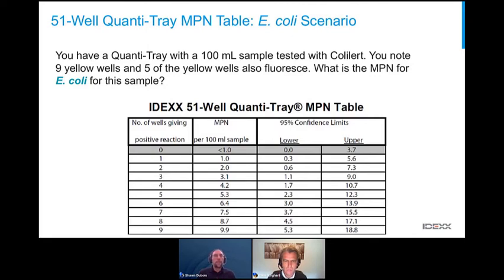For example, if you had your 100 ml sample and you're testing it with Colilert, and you found 9 yellow wells, and then after that you look under the UV light and you find that 5 of those yellow wells also fluoresce. What would your MPN be for E. coli for the sample? Again, we're looking for wells that are both yellow and fluorescent for E. coli. So if we had 5, we would see that our MPN for the sample would be 5.3.